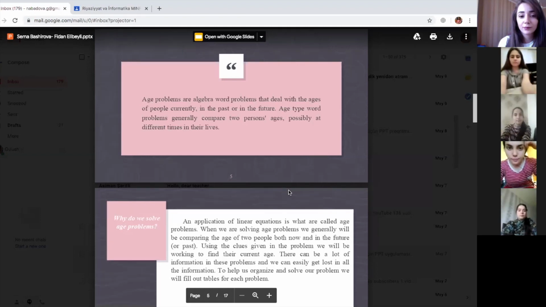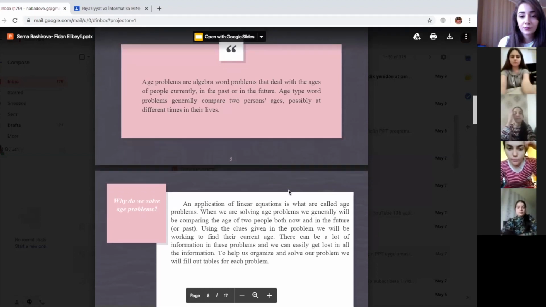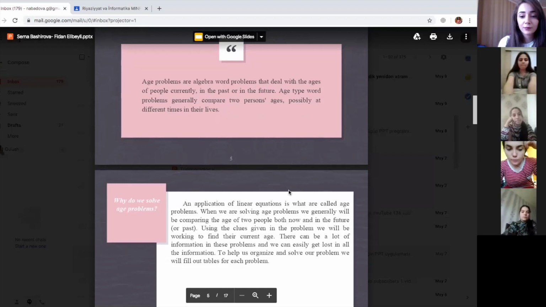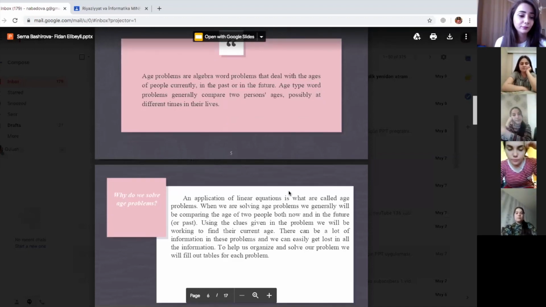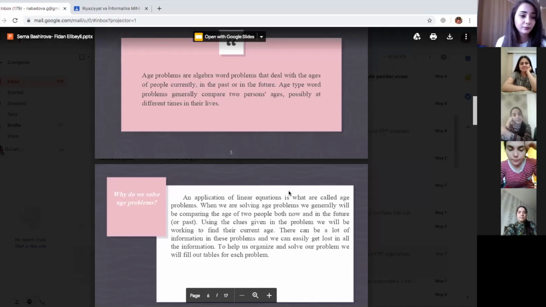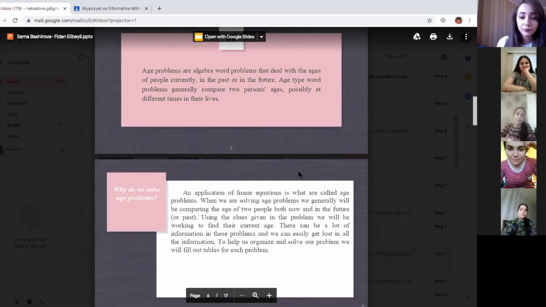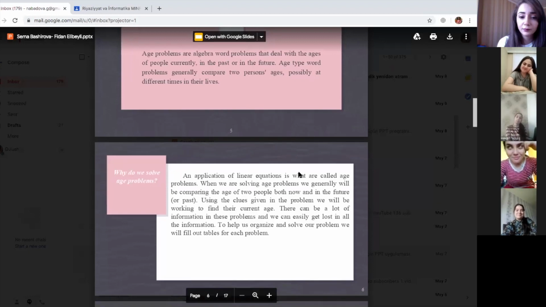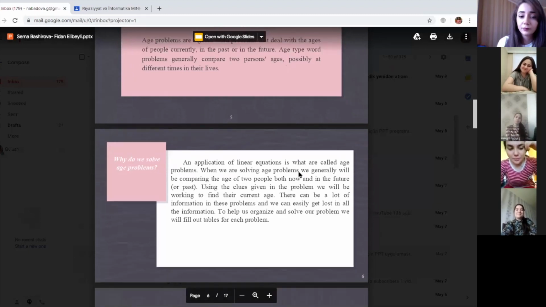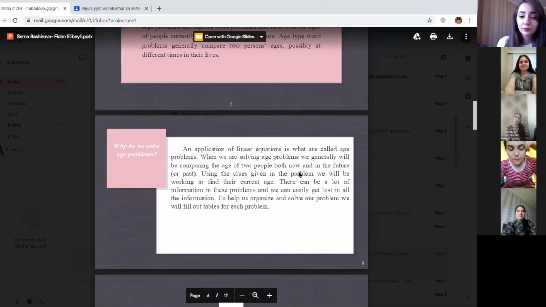Why do we solve age problems? An application of linear equations is what are called age problems. When we are solving age problems, we generally will be comparing the ages of two people, both now and in the future or past. Using the clues given in the problems, we will be working to find their current ages. There can be a lot of information in these problems, and we can easily get lost in all the information. To help analyze and solve our problem, we will fill out tables for each problem.